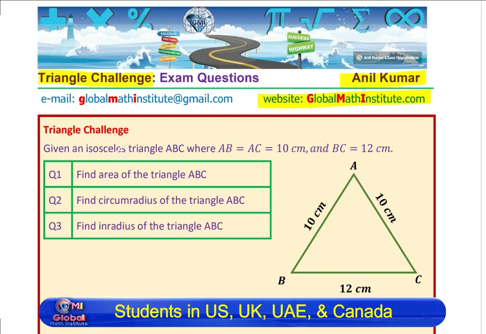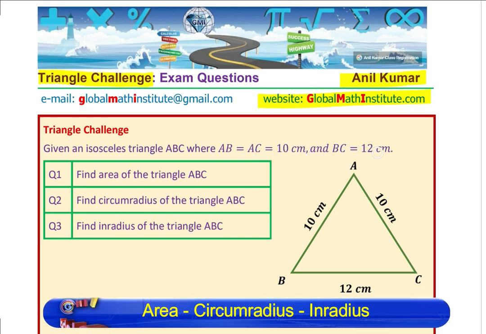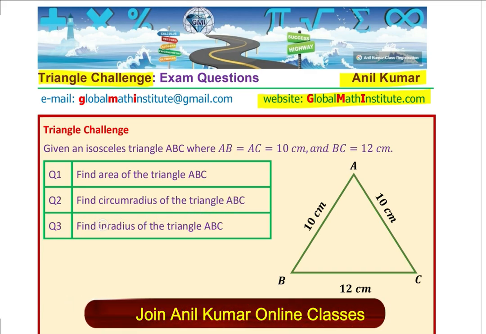We are given an isosceles triangle ABC where AB equals AC equals 10 centimeters and BC is 12 centimeters. Diagram is given to you. You need to find area of the triangle ABC, find circumradius of the triangle ABC, and find Inradius of the triangle ABC.